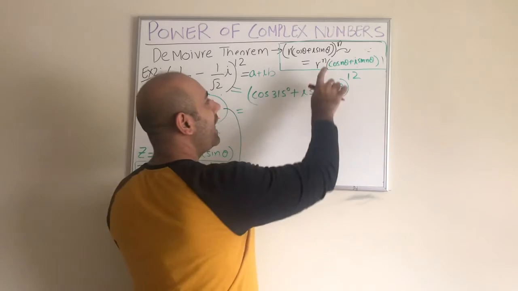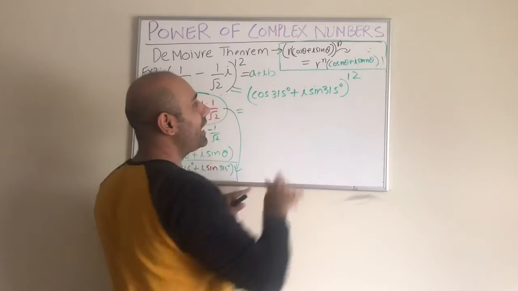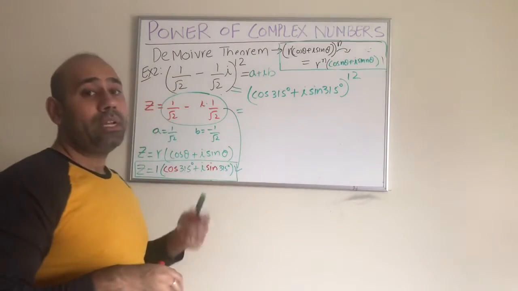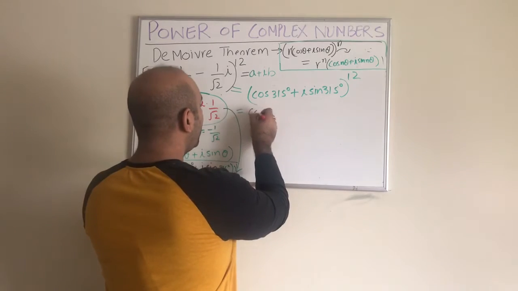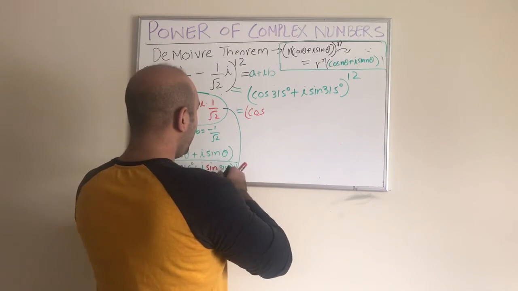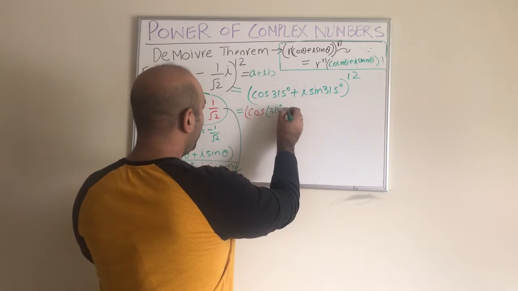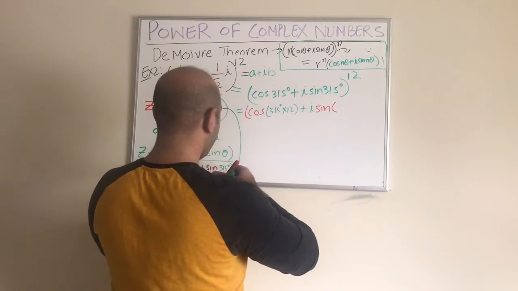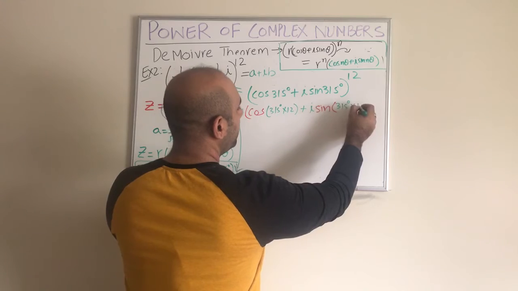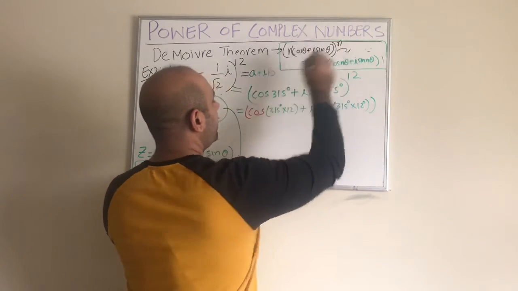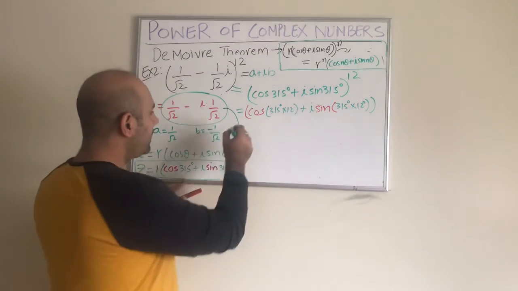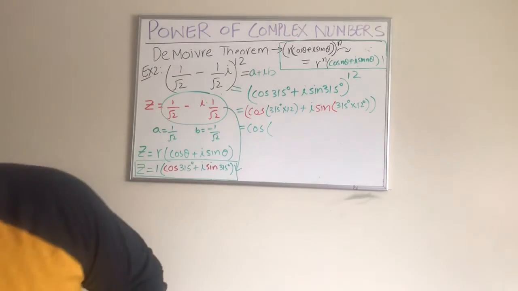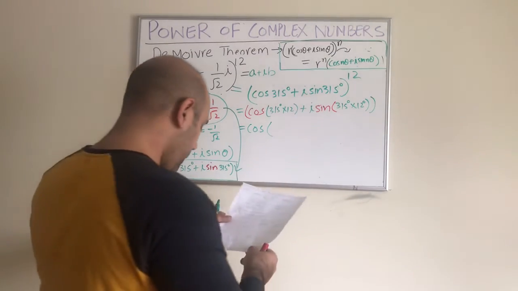But then let us see what happens with the angles. This angle theta is multiplied by that exponent, and we're going to do the same thing with this. Each angle here will be multiplied by the exponent, which in this case is 12. So this is going to be cosine of 315 times 12 plus i times sine of 315 times 12. I just simply used De Moivre's theorem, which I have written out right here. And now let us simplify further. This is cosine of 315 times 12. I'm going to look back into my notes at what I have here.